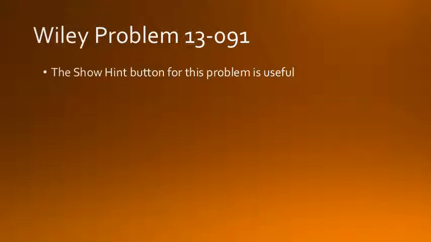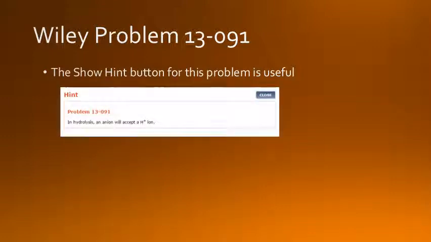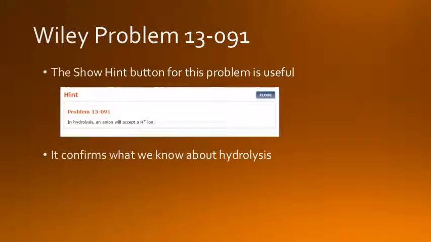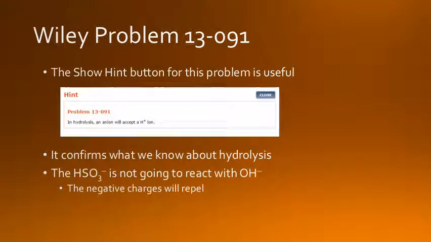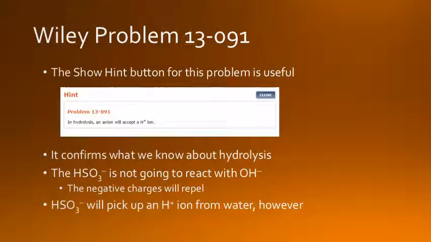Also, this problem has a show hint button, and it's pretty useful. It says in a hydrolysis, an anion will accept an H plus ion. It confirms what we already know about hydrolysis. If you've seen the previous hydrolysis video, you know that a negatively charged ion is not going to do anything with OH minus. The negative charges will repel. And of course, hydrolysis is an ion reacting with either the H plus or the OH minus ion in water. This hydrogen sulfite will pick up an H plus from the water.